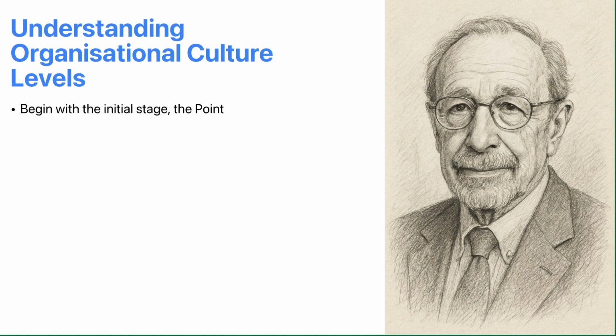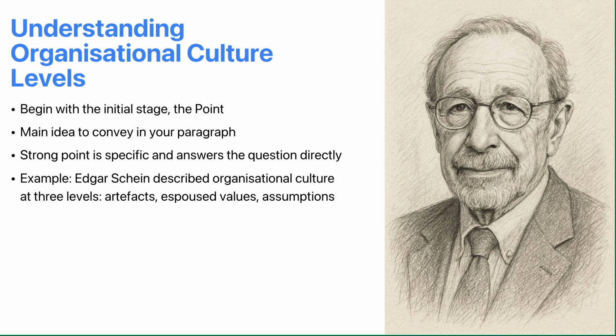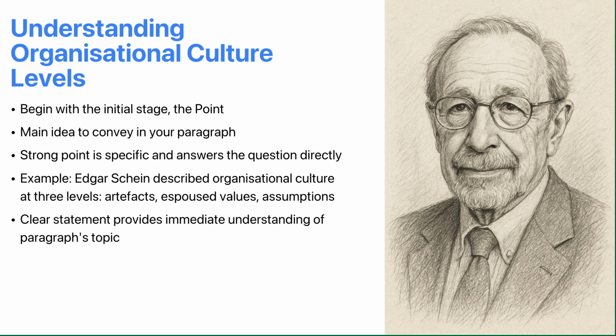We start with the first stage, the point. This is the main idea that you want to get across in your paragraph. A strong point is specific and directly answers the question. In this example, you might begin by saying that Edgar Schein explained organizational culture as operating at three levels: artifacts, espoused values, and basic underlying assumptions. By stating this clearly, you give your reader an immediate understanding of what the paragraph is about.